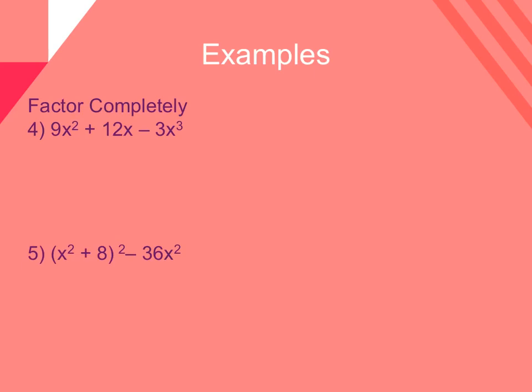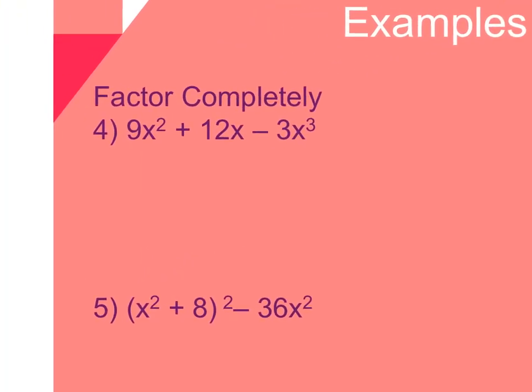Go on to the next one. It says factor completely. So always, always, always look for a GCF first. Now, before I even do this, I'm going to put it into standard form. So I'm going to put my negative 3x to the third first. Then I'm going to move the 9x squared and then put the 12x last.